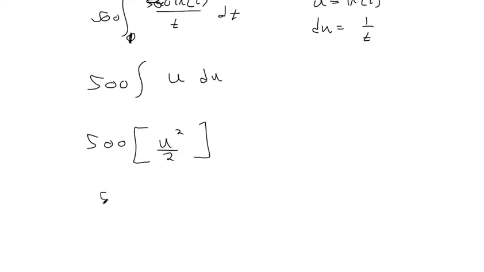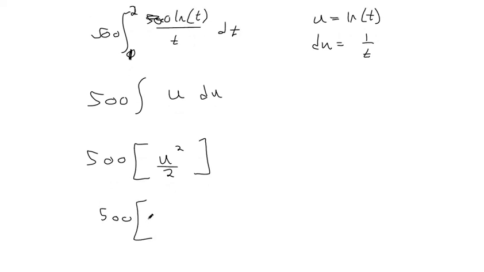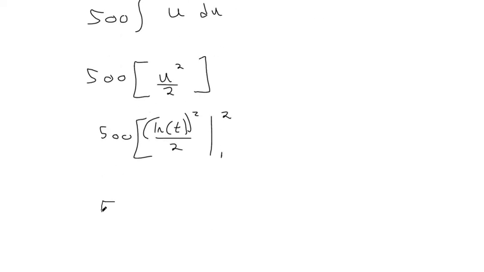So that's 500. Now we can put it back in terms of t and then use those limits of integration again. This is 500 natural log t squared over 2, and the limits are from 1 to 2. So we'll plug in 2 for t. It's going to get squared. And subtract what happens when we plug in 1 for t.